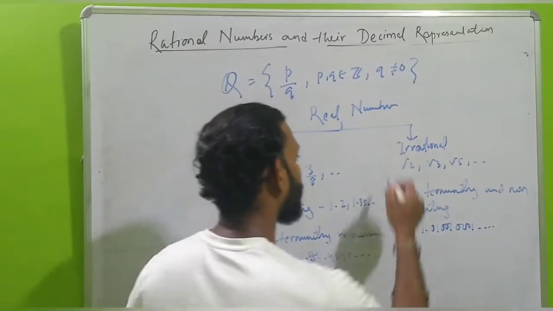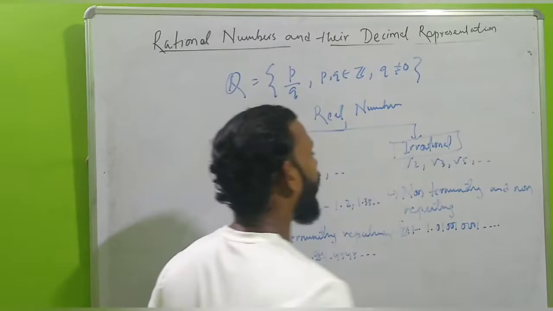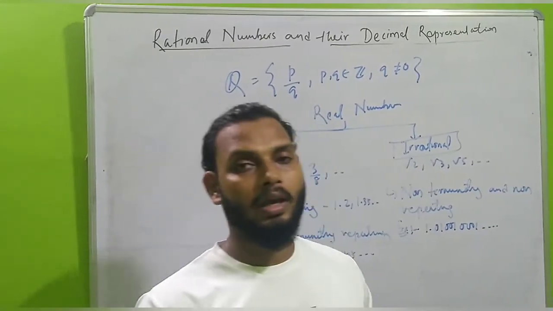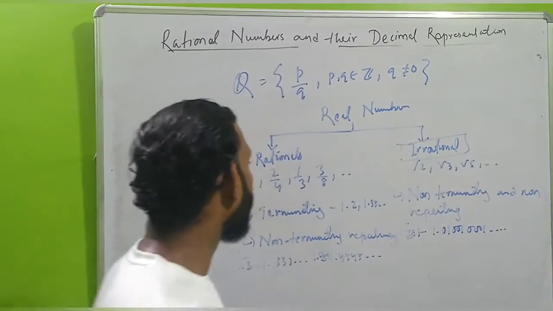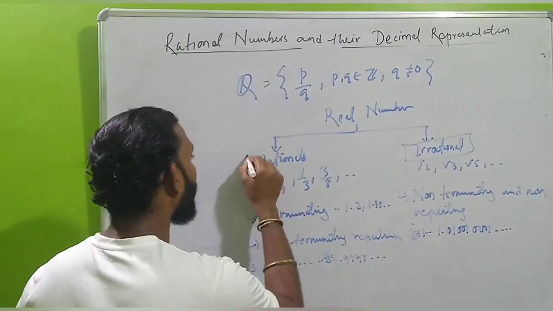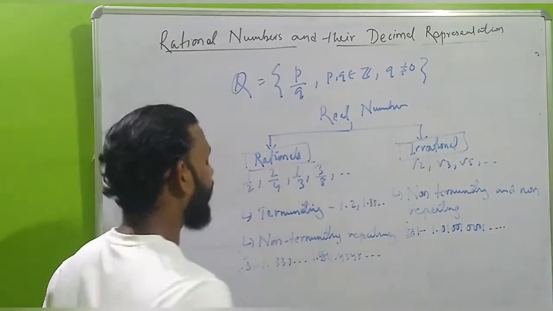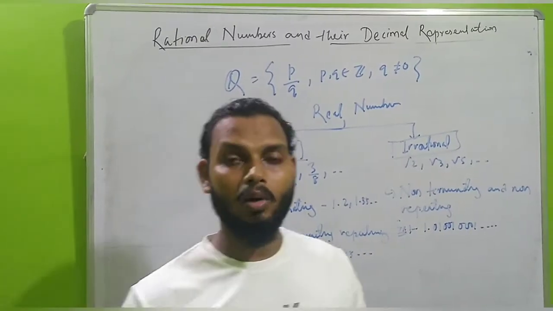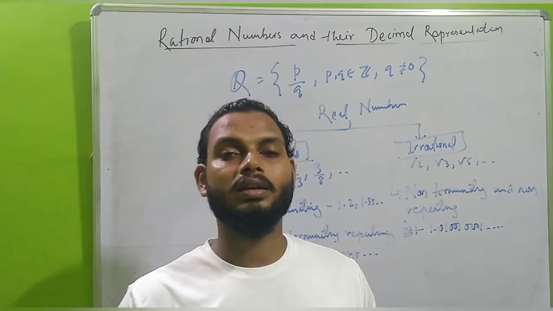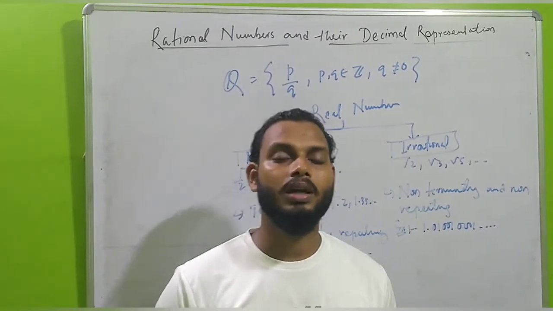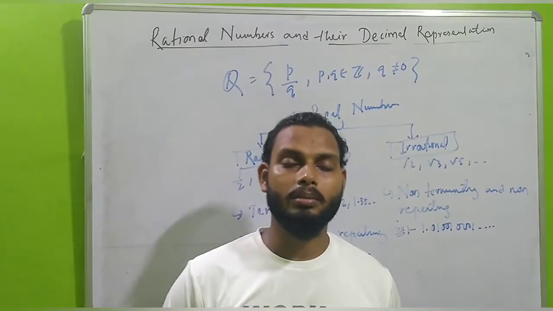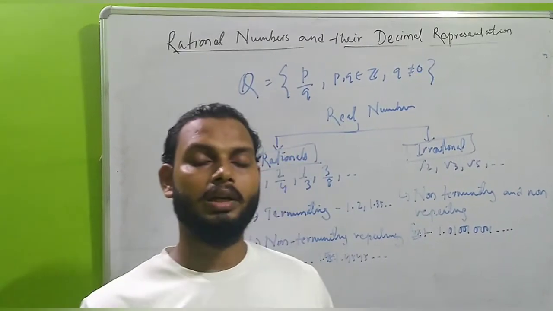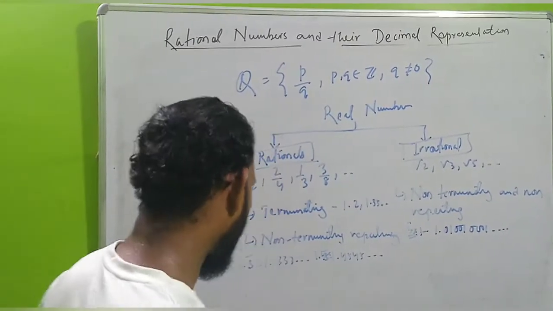In the last classes we discussed how to prove a number like root 2, root 3, root 5 to be an irrational number. Today we will be discussing how I can say whether a rational number is terminating or non-terminating. That means how I can find the decimal expansion of a rational number and say that number is terminating or non-terminating repeating. Okay, so let us take one by one.